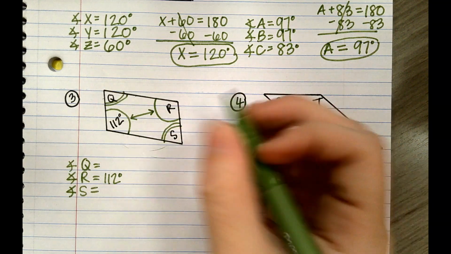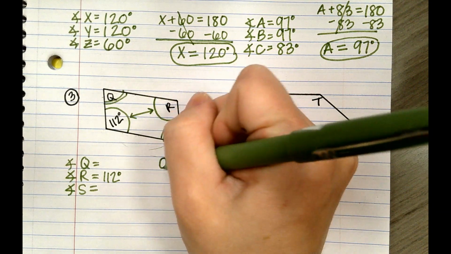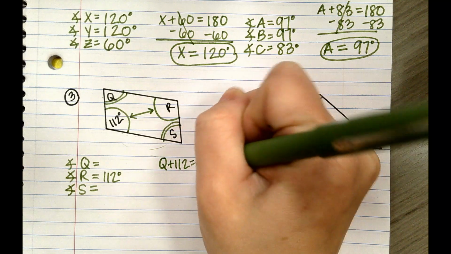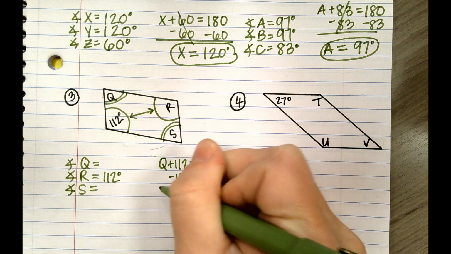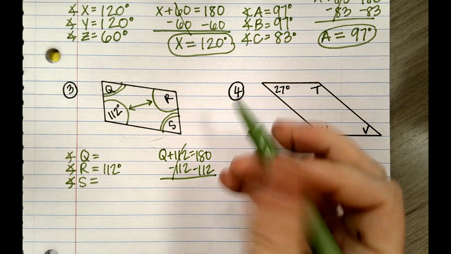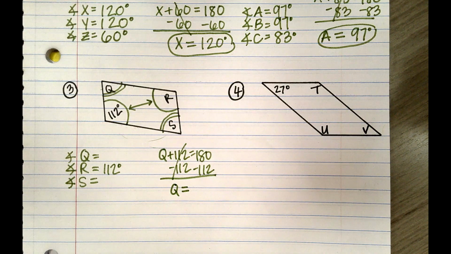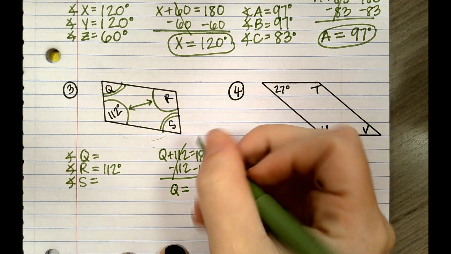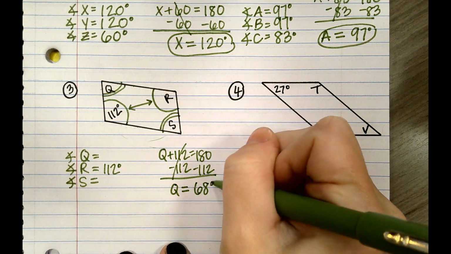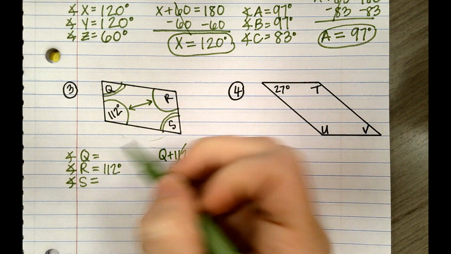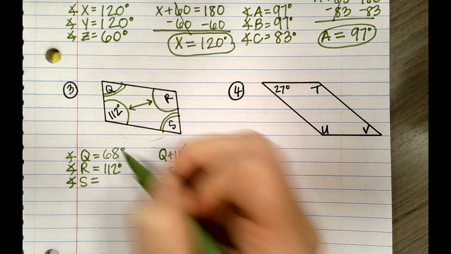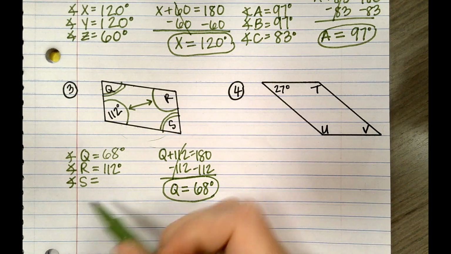So how about we set up, I'll solve for Q. Q plus 112 equals 180. I'll just subtract the 112. And we'll get Q equals, let's see, I got 68. Can anybody confirm that? Perfect. 68. So if Q is 68 degrees, what else is 68? S. Good.